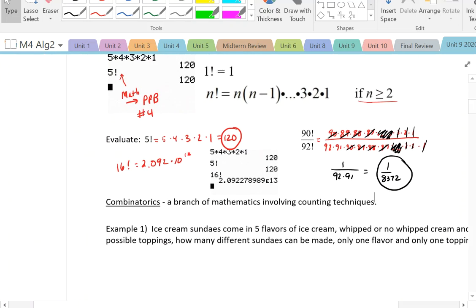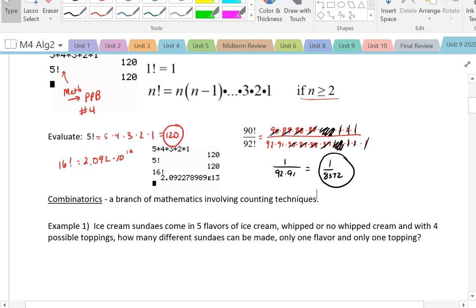So the first problem I want to look at is that ice cream sundaes come in 5 flavors of ice cream. You can have either whipped cream or no whipped cream, and 4 possible toppings. How many different sundaes can be made with only one flavor? So we're not mixing any of the flavors up, okay? And only one topping, okay? And that's not counting the whipped cream because, you know, it's got to have whipped cream.